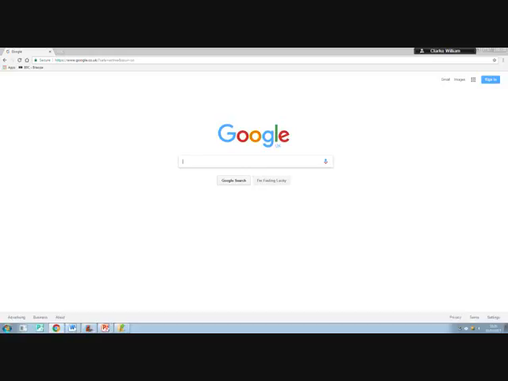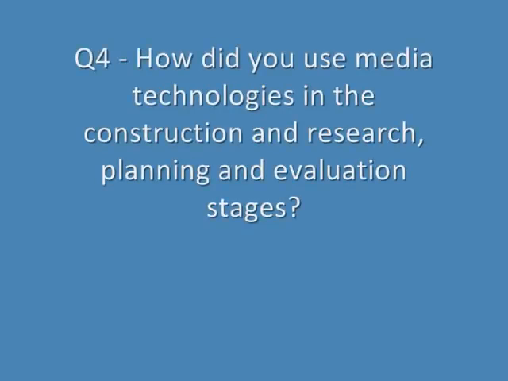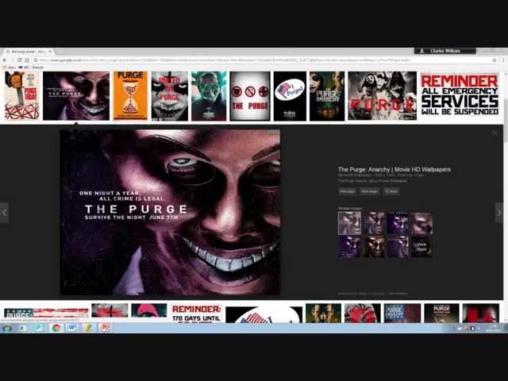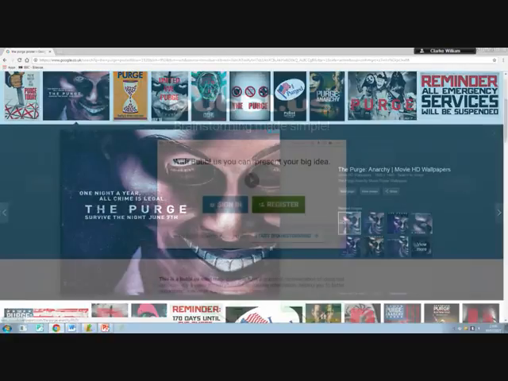How did you use media technologies in the construction, research, planning and evaluation stages? When constructing and planning our product, we searched popular horror films using the search engine Google, such as Sinister and The Purge, to understand how the trailers present the storyline and what the conventions of the poster and website are.